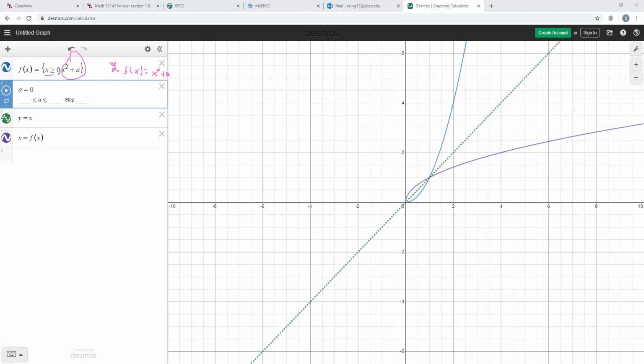And this is the domain. So the domain is only for x values that are greater or equal to 0, which is starting right here and going forever to the right. So this blue graph, this blue just happens to be blue, it's only going to be x squared plus whatever a value, but starting only at x equal to 0 and then to the right.